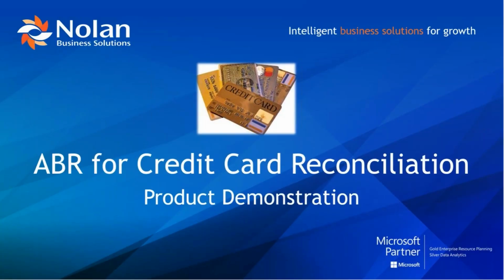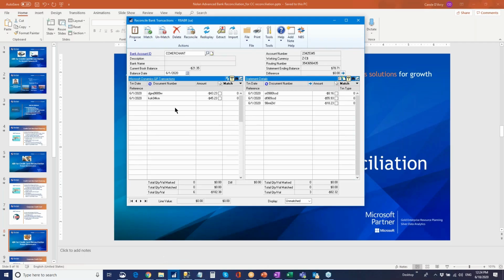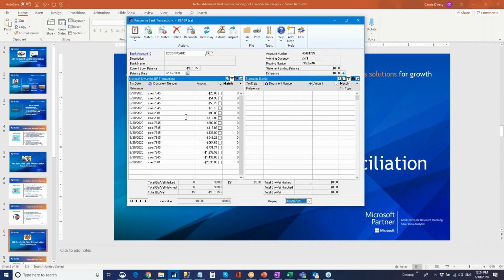So let's walk through a similar process, but we're going to do that with our corporate credit card in this case. Because I'm reconciling a whole month, I'm going to change my date here at the top. Similarly, I've done a little bit of legwork. I've extracted already my credit card expenses.